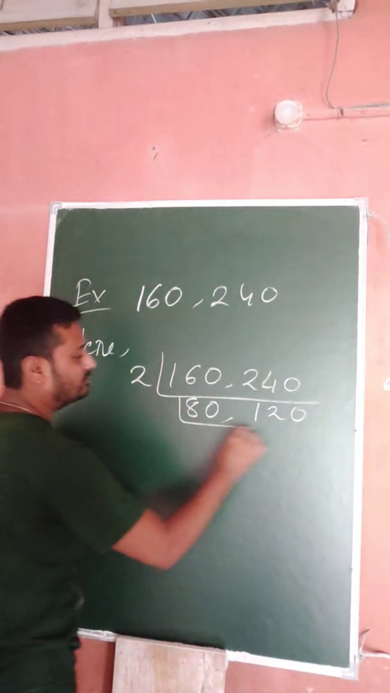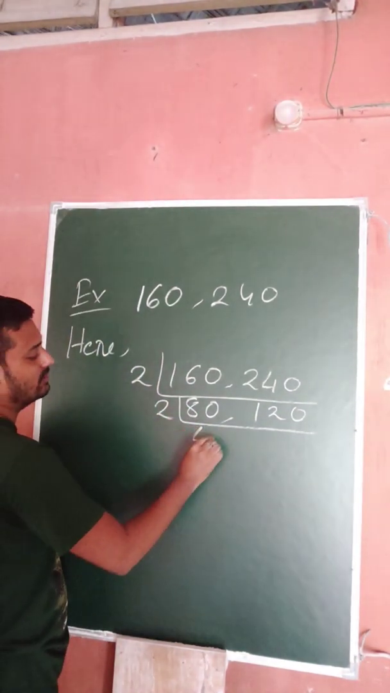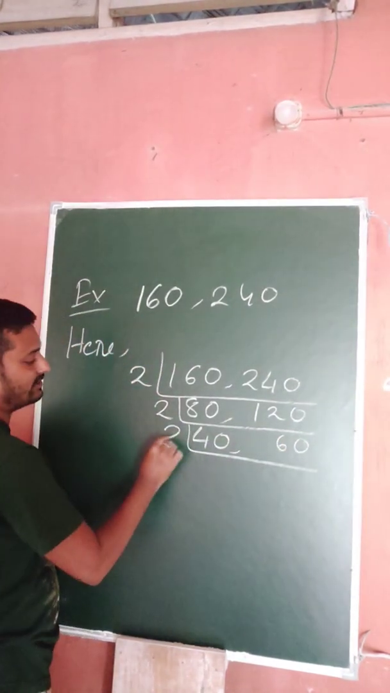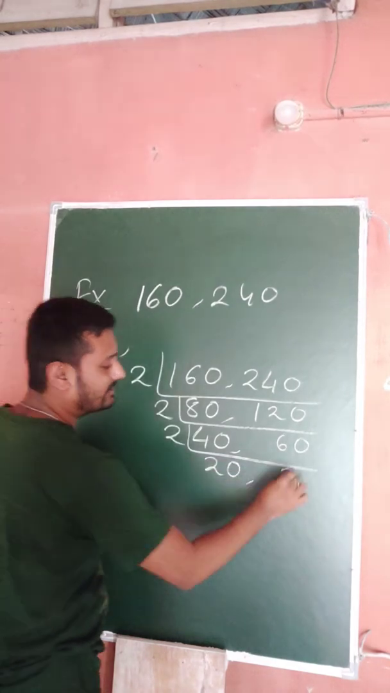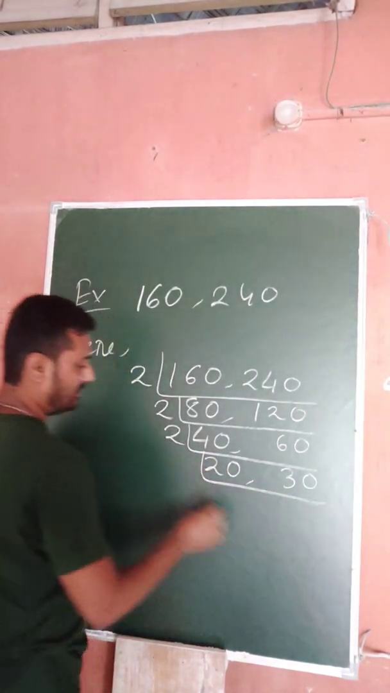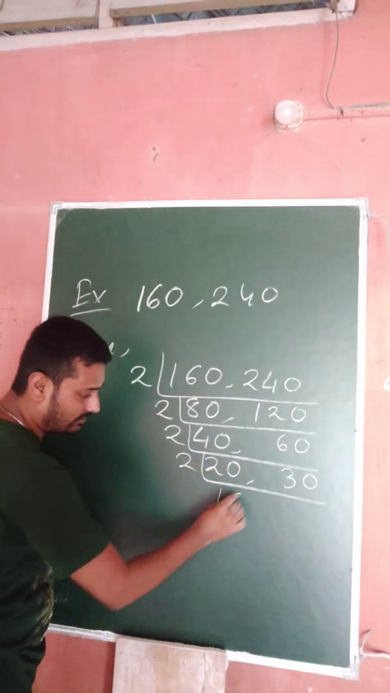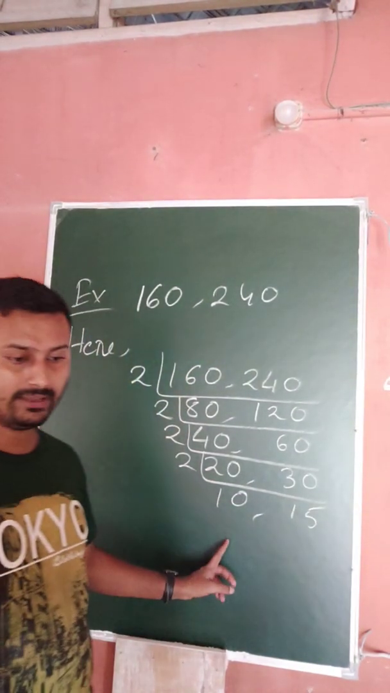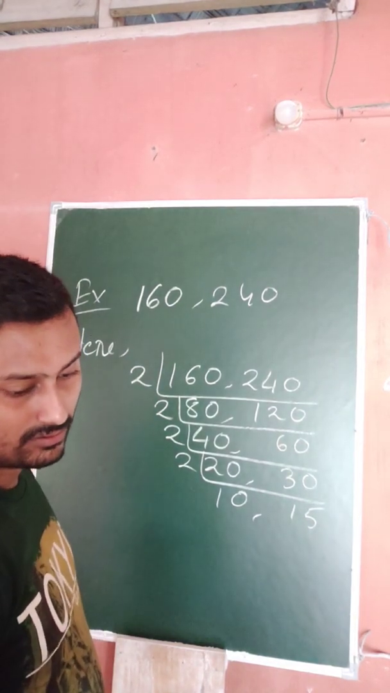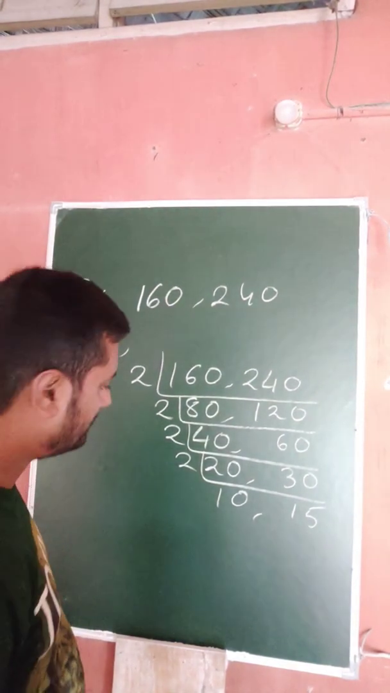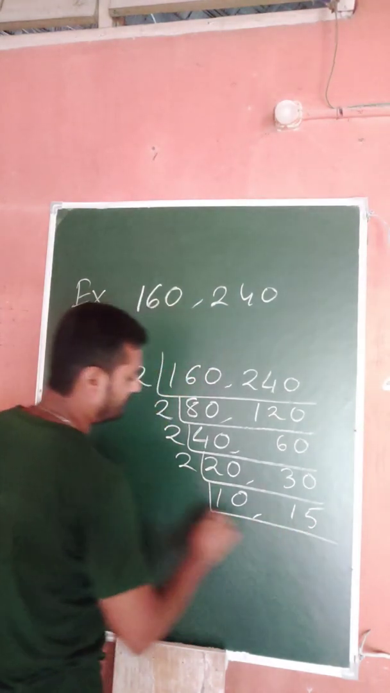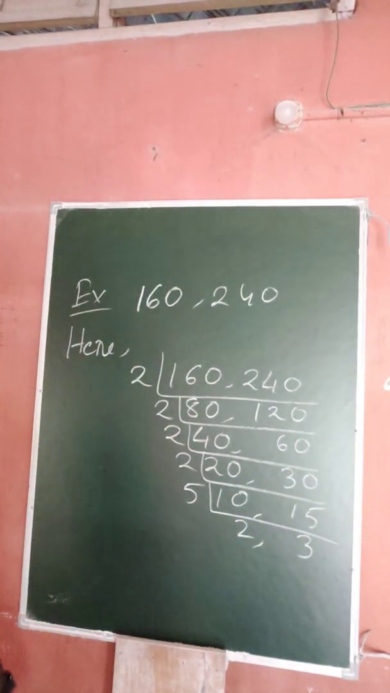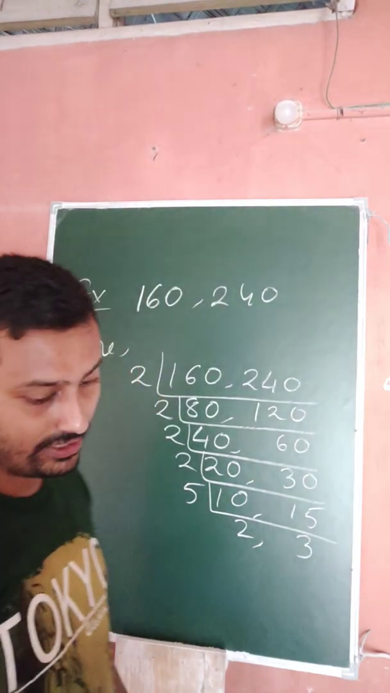Again the last digit is 0, that means even number, you can divide by 2, it becomes 40, it becomes 60. Again last digit is 0, even number, you can divide by 2, it becomes 20, it becomes 30. Okay, again you can divide this one by 10 and this one by 15. Okay, clear? So look at this one, and now you divide by 5. 5 to the 10, that is the 15. Okay, clear?